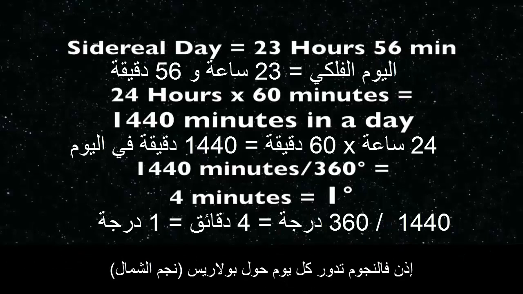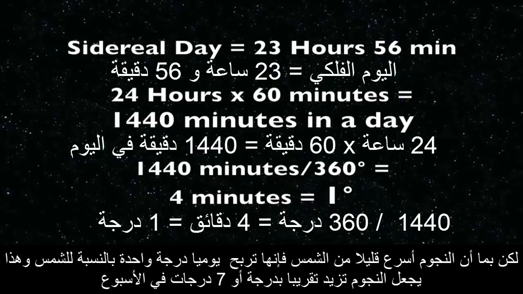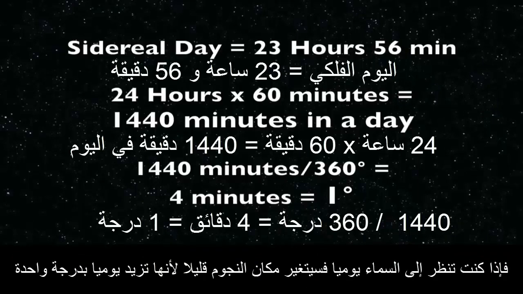So the stars all rotate around Polaris every single day, but because they're slightly faster than the sun, it gains 1 degree per day. And this causes the stars to shift 1 degree per day roughly, or roughly 7 degrees per week. So if you were to look up at the sky at the same time every day, they're going to be slightly different because they're shifting 1 degree every day.